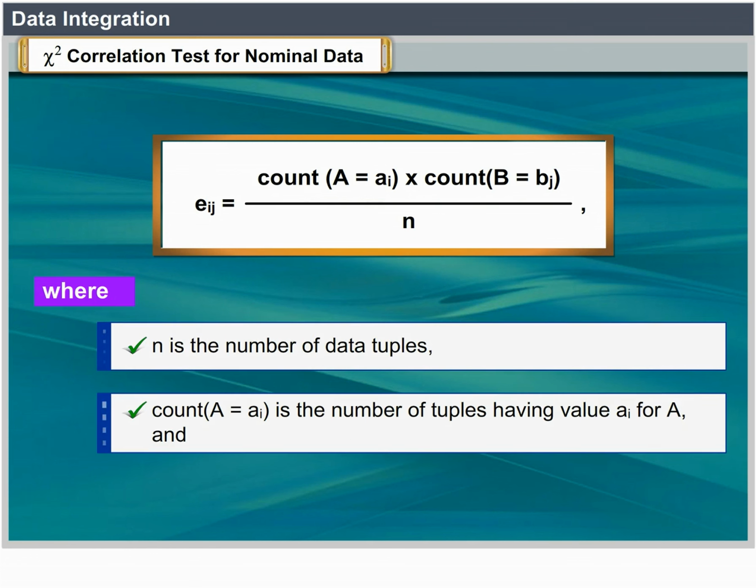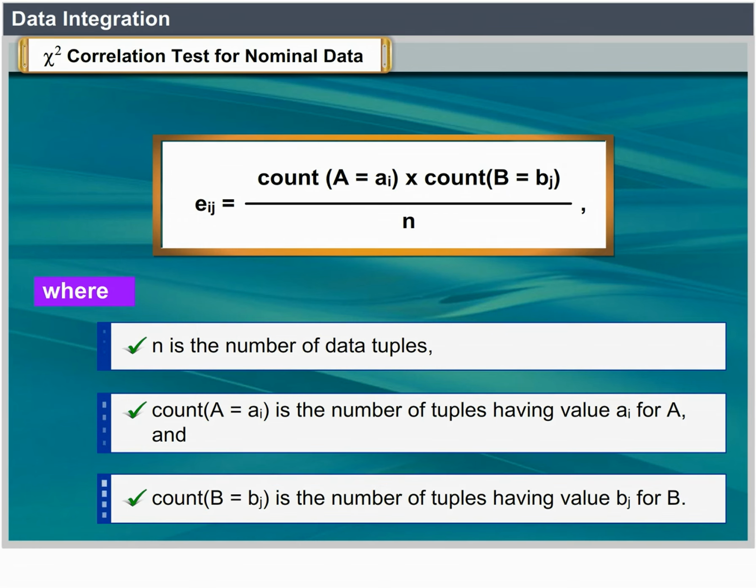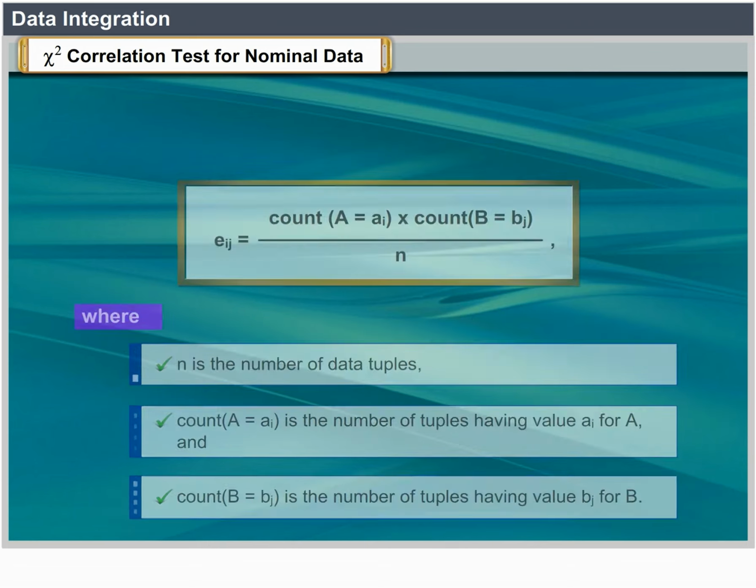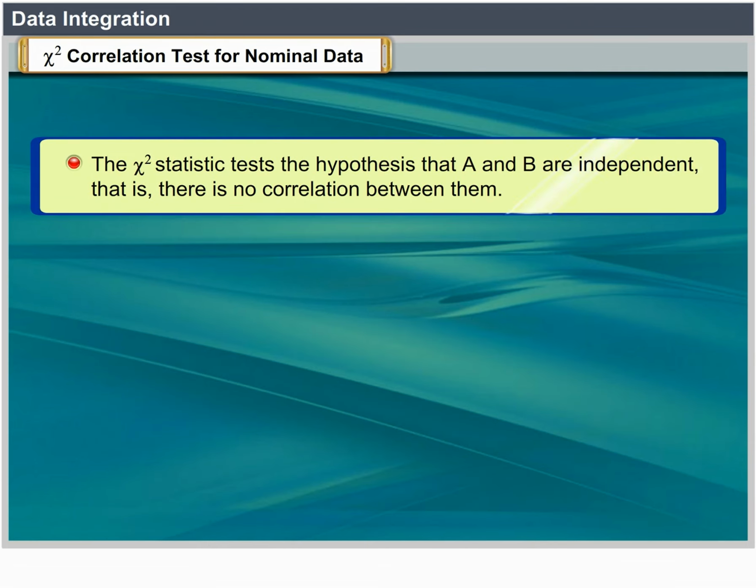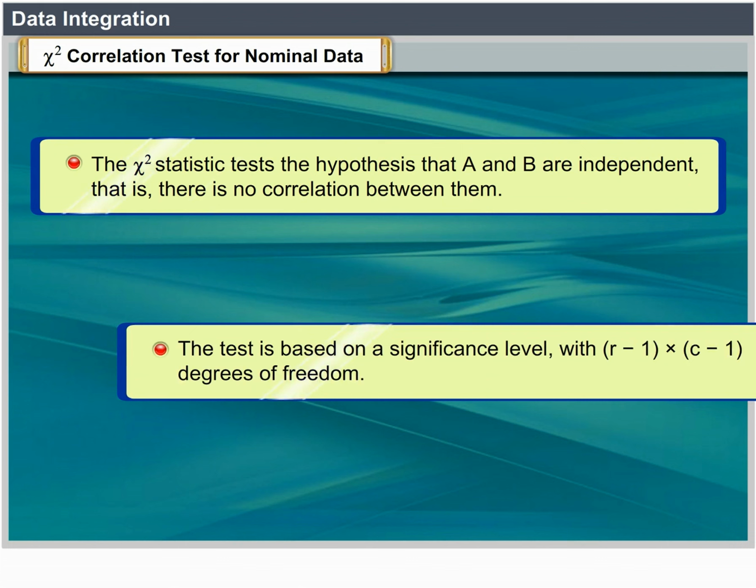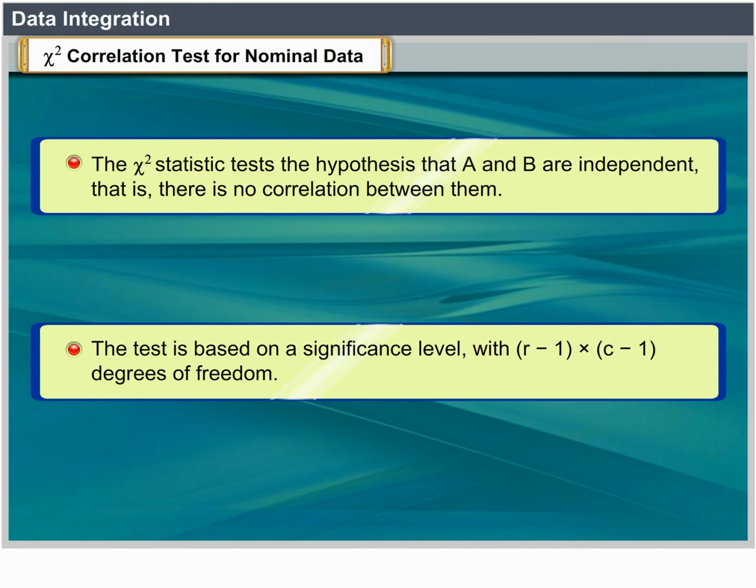Count(A equals ai) is the number of tuples having value ai for A, and count(B equals bj) is the number of tuples having value bj for B. The chi-square statistic tests the hypothesis that A and B are independent, that is, there is no correlation between them. The test is based on a significance level, with (r minus 1) times (c minus 1) degrees of freedom.